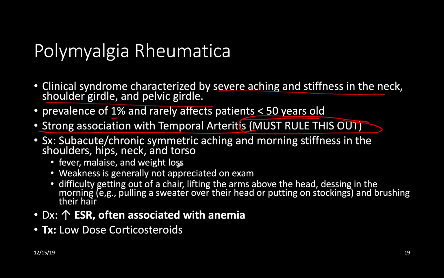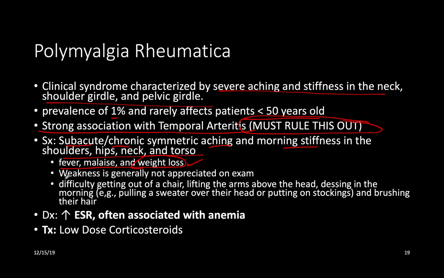Okay. Excellent. So symptoms, we get a subacute or chronic symmetric aching and morning stiffness in the shoulders, hips, neck, and torso, those areas that I showed you on the image. Fever, malaise, and weight loss. This weight loss thing is also pretty specific for polymyalgia rheumatica, not something you see in fibromyalgia. You may even see weight gain in fibromyalgia, but these patients, you have weight loss.